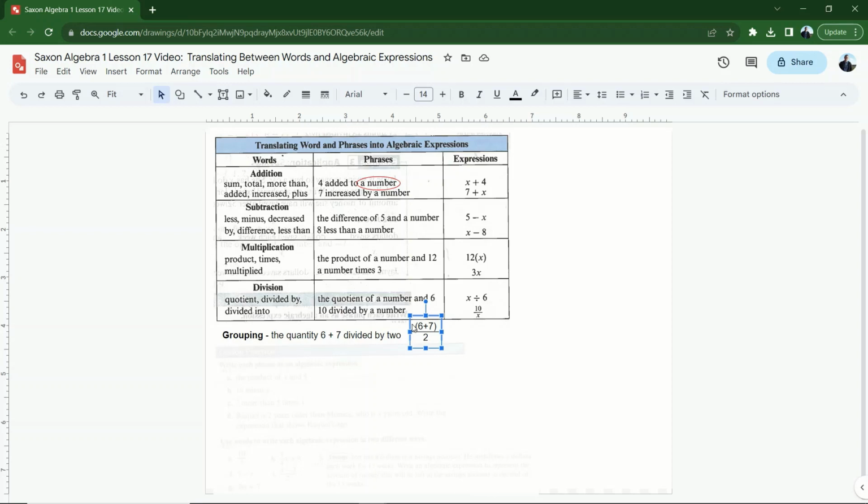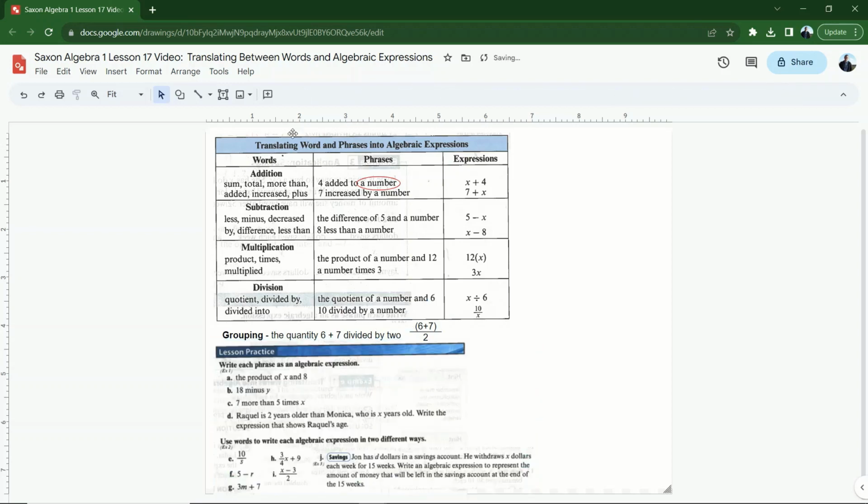So whatever comes after the operation that's obviously there, the quantity 6 plus 7, there's obviously an operation happening that's going to be in parentheses, and then the next operation comes after that operation is finished, divided by 2. That's how we do grouping in words. All right, let's take a look at some practice problems and see how we can do with this. I think you're going to find this lesson superbly easy.